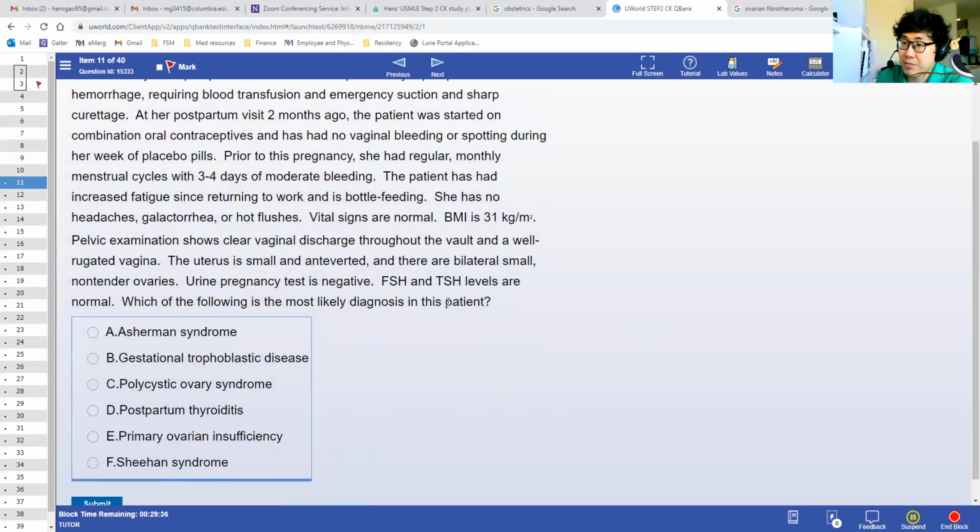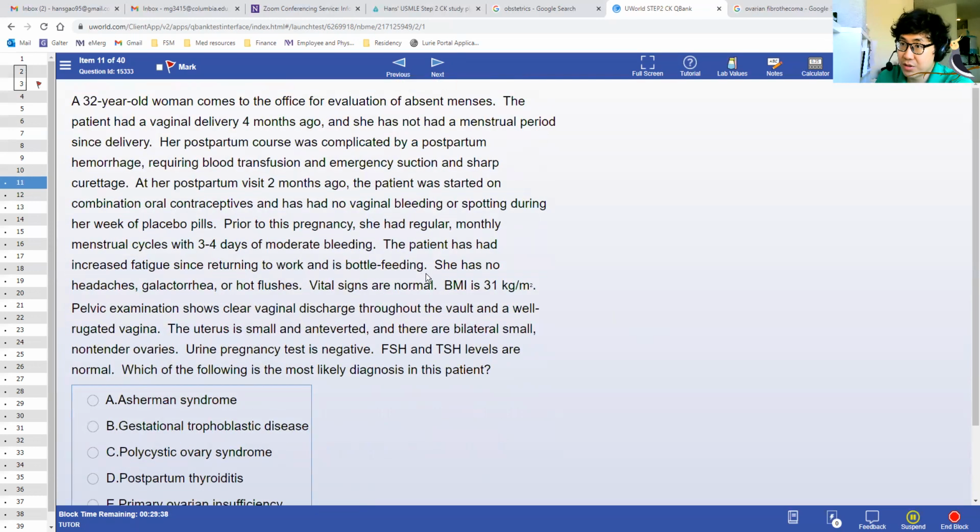All right. Next question, diagnosis question. Absent menses, vaginal delivery 4 months ago, has not had a menstrual period since. All right. Secondary. So this is secondary amenorrhea. Postpartum hemorrhage requiring blood transfusion and sharp curettage. So two situations are happening here. One, the sharp curettage could have injured her uterus. Two, the blood transfusion could have injured her pituitary.